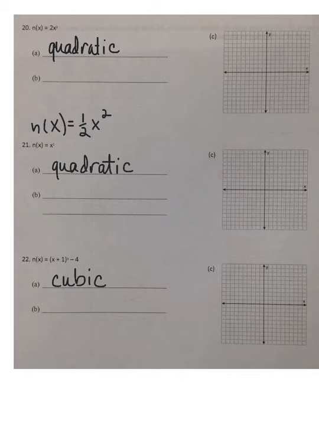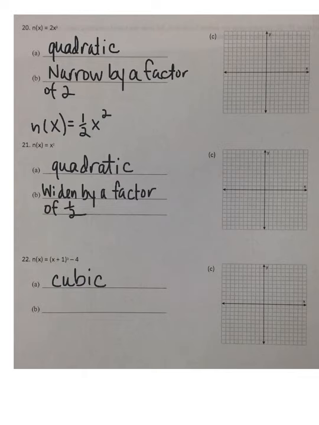Okay, so then the last page, 20, 21, 22, we've got a quadratic, and a cubic respectively. I think that that's pretty straightforward. Now, because of the 2 here in front of the x squared in number 20, we know that we are actually going to narrow our parabola, and it's going to narrow by a factor of 2. Whereas in number 21, we're actually going to be widening by a factor of 1/2.